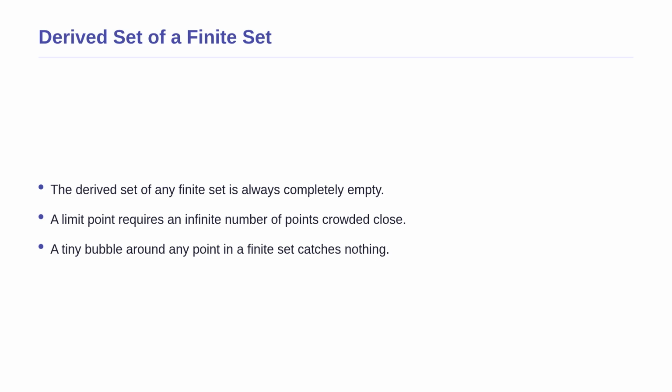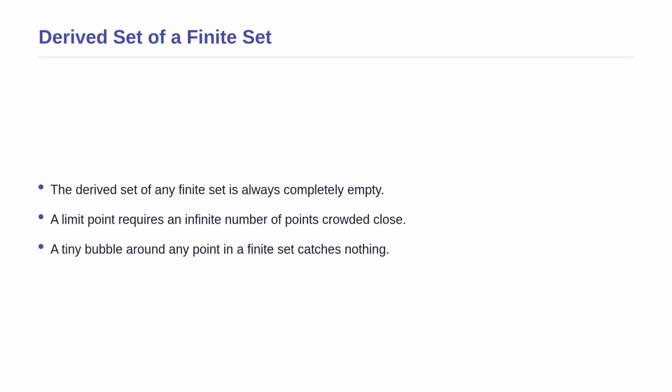This formula we just saw leads us to an important question. What happens if our set only has a few specific numbers, like a set containing just the numbers 1, 2, and 3? It is a fundamental rule in mathematical analysis that the derived set of any finite set is always completely empty.